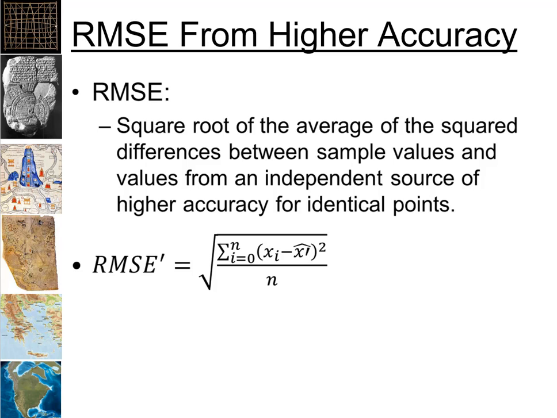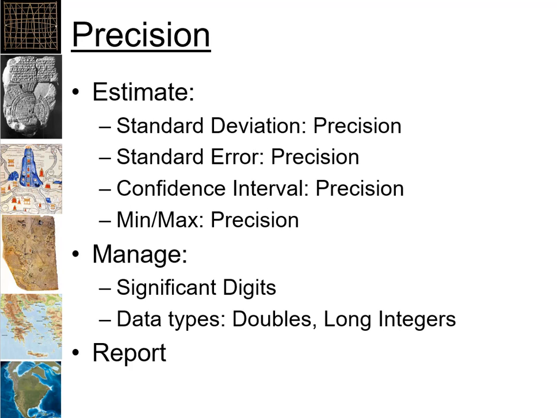Okay. All right, precision. So precision is different from accuracy. We can estimate it using standard deviation. Standard error is usually used to estimate the precision of means, sample means, when you have multiple sample data sets. Confidence intervals we can use, min-max, I'll talk about those. And then to manage it, we want to make sure we maintain our significant digits. Oh, and watch your data types, right? Because if you convert doubles to longs, you just lose anything after the decimal. And then make sure to report it.